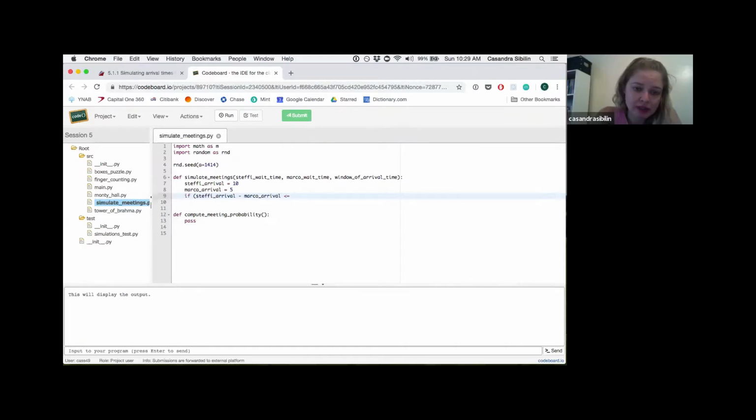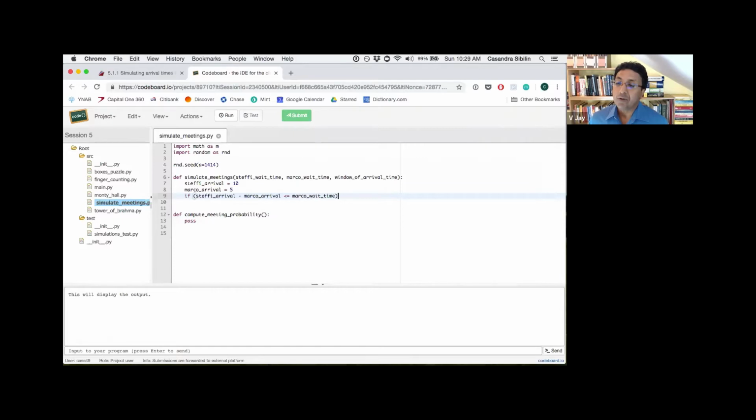Steffi is waiting for Marco. If Steffi comes later than Marco, she won't see Marco already there. Oh, Marco's waiting for Steffi. Okay, so put Marco wait time. You see how these small problems are simple, but we have to think super systematically about them. Now I have to ask you a question.